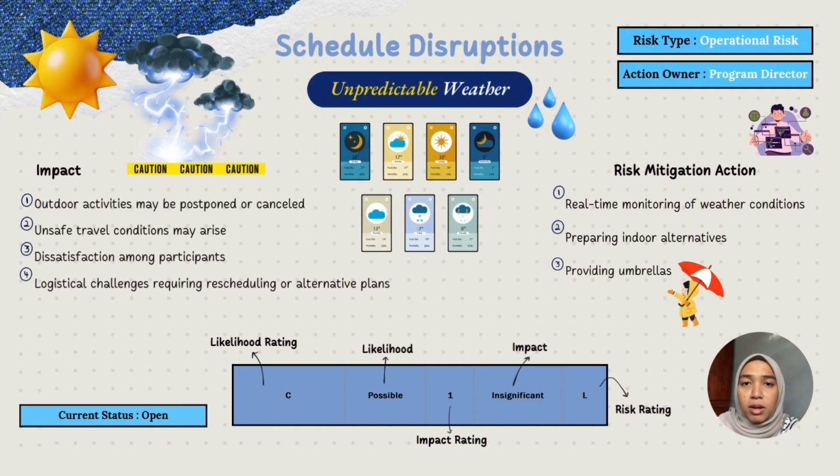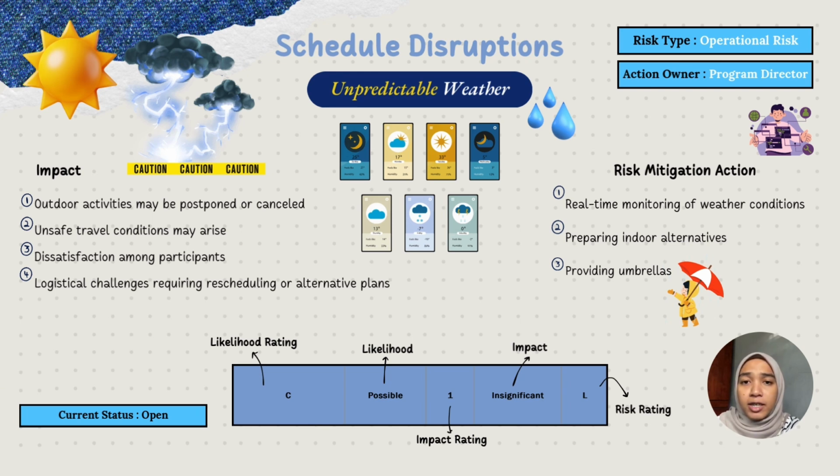The next risk is about schedule disruptions, where the main cause of this risk is unpredictable weather conditions, like heavy rain, thunderstorms, or extreme heat, which can significantly affect the trip's planned schedule. These challenges might result in postponements, cancellations of outdoor activities, or even unsafe travel conditions. The impact includes logistical difficulties as they need to reschedule or find other activities, and dissatisfaction among participants may also occur, which could reduce the overall value of the trip.